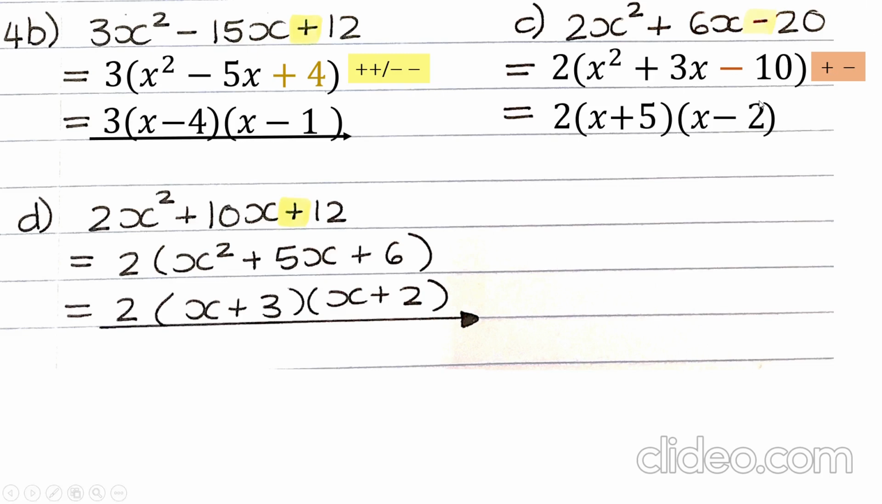5 minus 2. And then D, I've just done it because we've done so many examples already, so I've divided through by my highest common factor, which is 2. I got left with this. Factors of 6, that when I add them, I get 5. 3 plus 2 gives me 5. Okay.